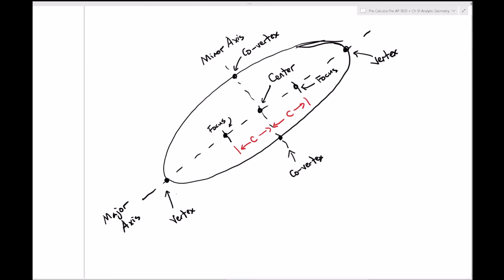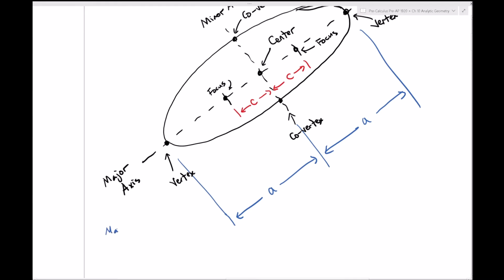The value A is the distance between the vertex and the center. So A is the half length of the major axis. So from one vertex to the other, shortest distance between would be 2 times this value A. So the length of the major axis, my major length, so major length is 2A, which if you remember, that's actually K from the derivation of the first video. Or if you didn't see it, you don't.